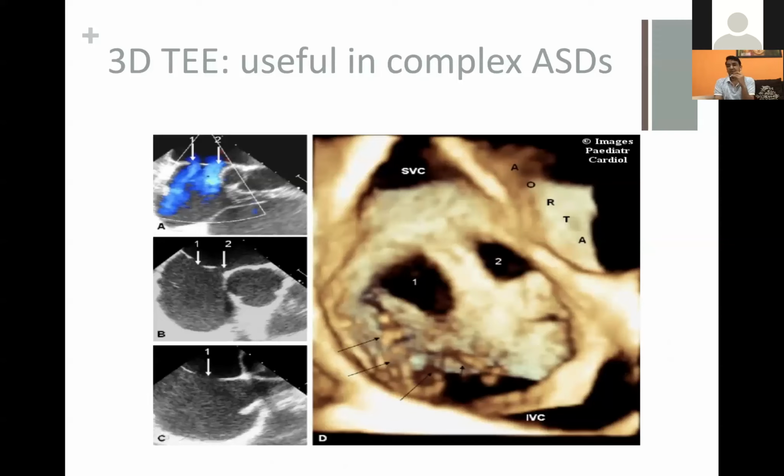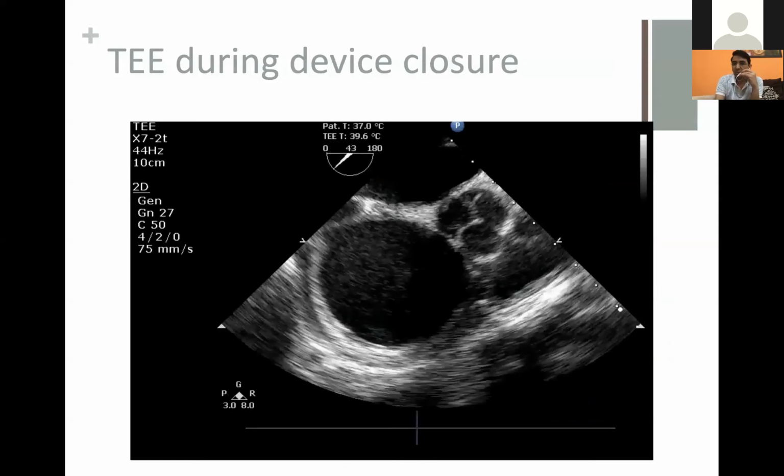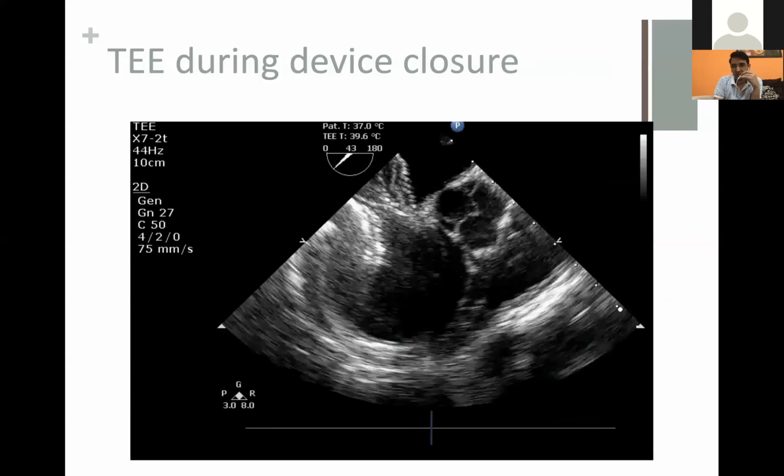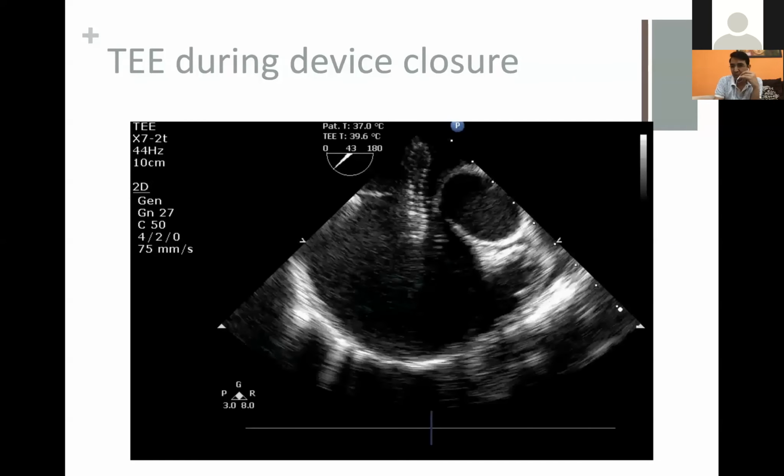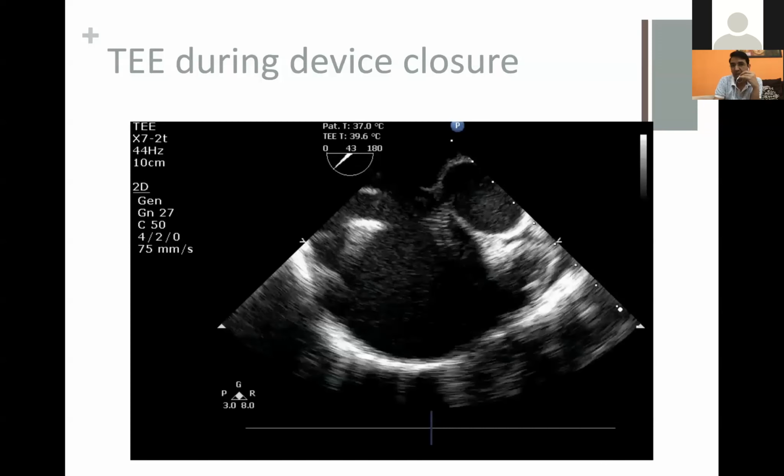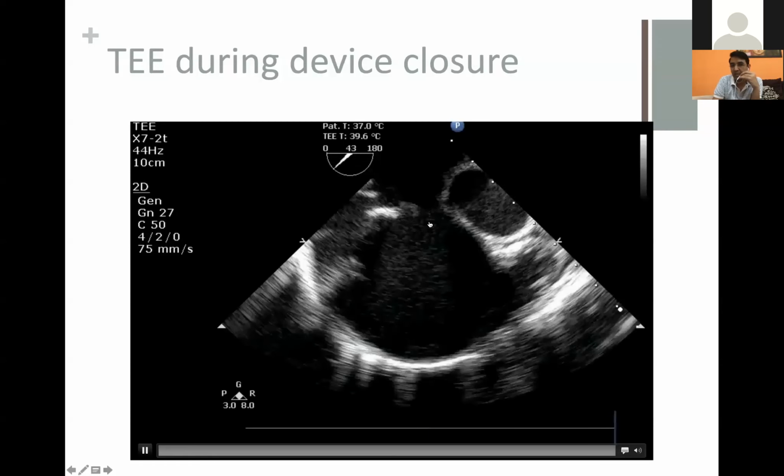Now, some cases are quite difficult, even if it looks easy here that there are two defects, we can tear with a balloon or something like this. In such cases, 3D may be more useful. I don't think we have enough time, and I'm not an expert in doing 3D here, so I'll not be discussing it any further. Now, although my topic was just before the device closure, I'm just taking 2-3 minutes here to show the utility of using TE when we are doing device closure.